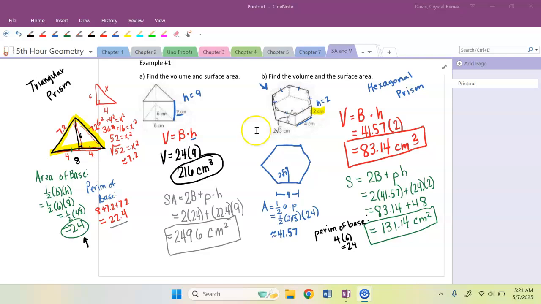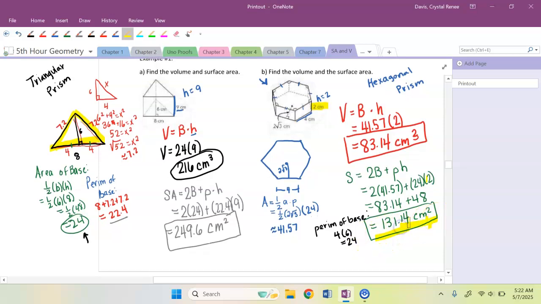My volume is right here. We have the area of the base times height, which is 41.57, and we can see that our height is right here. So we'd get 83.14. Don't forget your centimeters cubed. The surface area of this thing is 2 times the area of the base plus the perimeter of the base times the height. So 2 times 41.57 plus the perimeter of the base is 24, the height was 2. When you put all that together, you get your surface area as 131.14 centimeters squared.